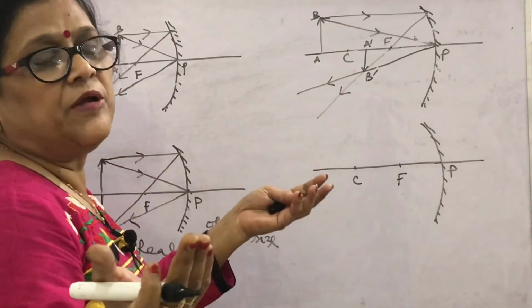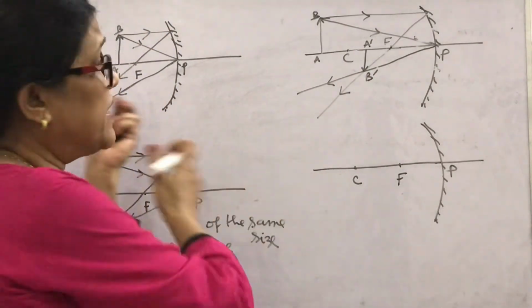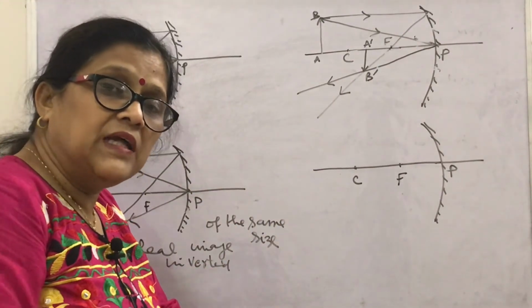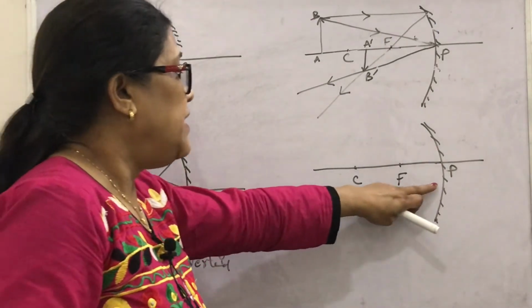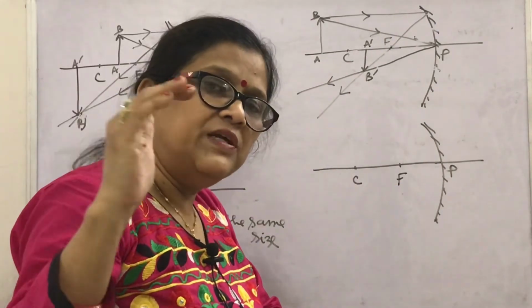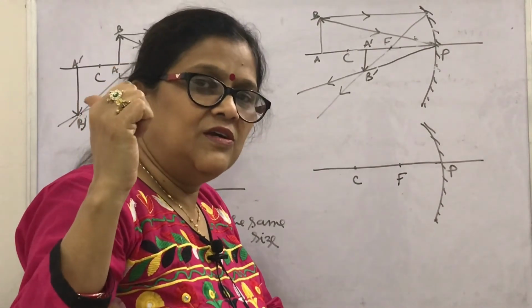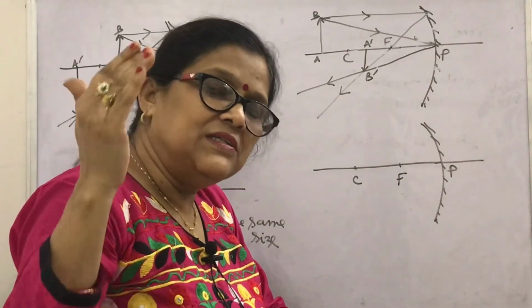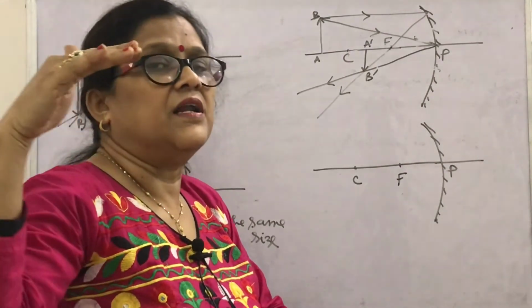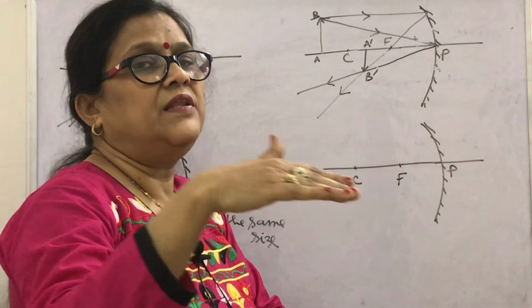Now where will you keep the object? Finally, at infinity. What do you mean by infinity? As compared to the radius of curvature or focal length of the mirror, the distance of the object is very, very large. So it is said that the object is at infinity. And the incident rays coming from infinity are parallel.